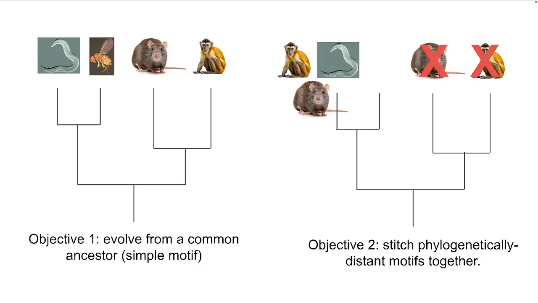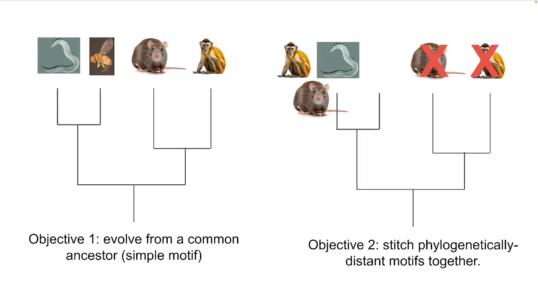Our second objective then is to stitch phylogenetically distant motifs together. So if you see in this example, it's not a great example because you wouldn't do this necessarily in a natural system, but if you see our phylogeny on the left, we have our worm, our fly, our mouse, and our primate, and they have different evolutionary histories. The mice and primates share closer ancestors than the fly and the worm.